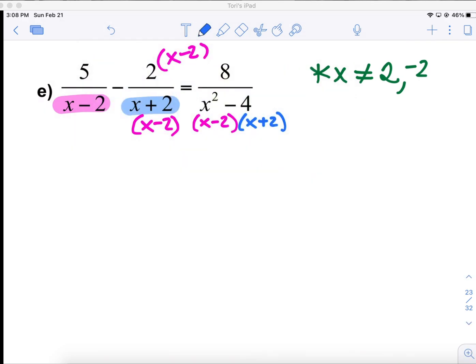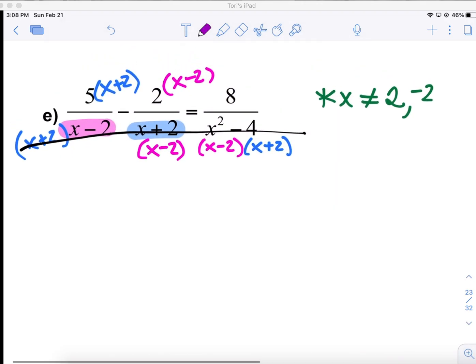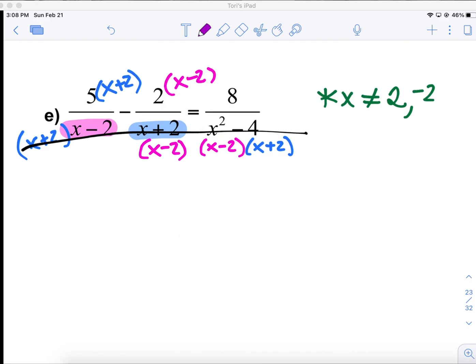Looking, he also has the blue. The only one who doesn't have the blue is this guy. So x plus 2. I'm going to multiply it on top also, x plus 2. Now that everybody has the same denominator, I can get rid of the fractions. We're going to go kind of slow here because I want to make sure you keep all your pieces, okay? All right.